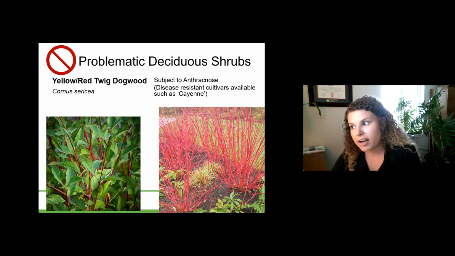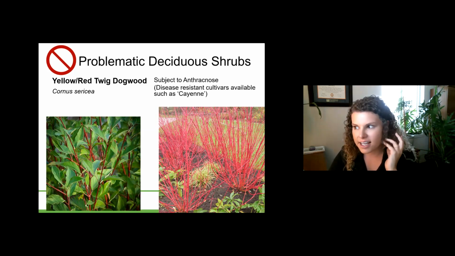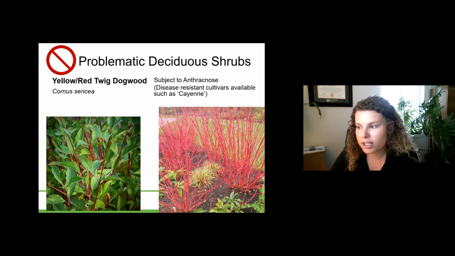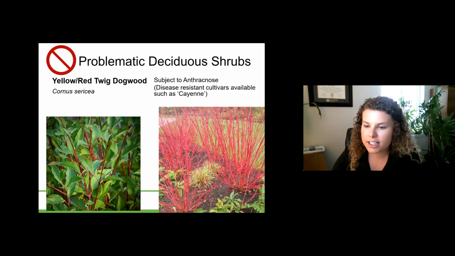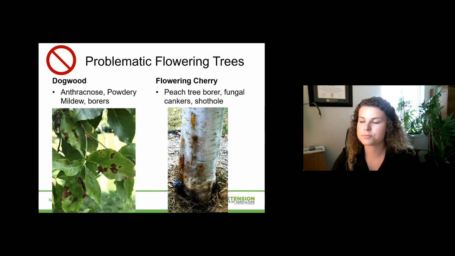So on your handout, you'll see it listed under problematic, and then it'll also put yellow or red twig dogwood under consider these instead. So it's confusing. So I wanted to point that out to you. You don't want to get most cultivars, but they are starting to come out with some newer ones that are resistant to anthracnose. So that's what you want to look for. And again, cayenne is one of those options.